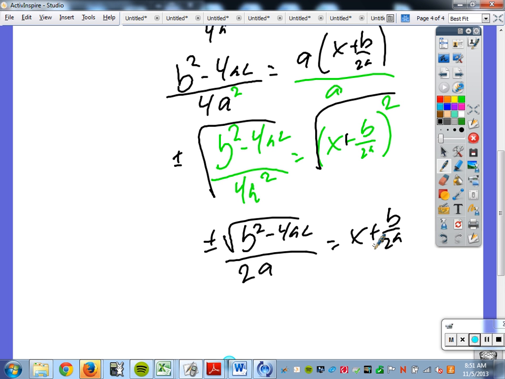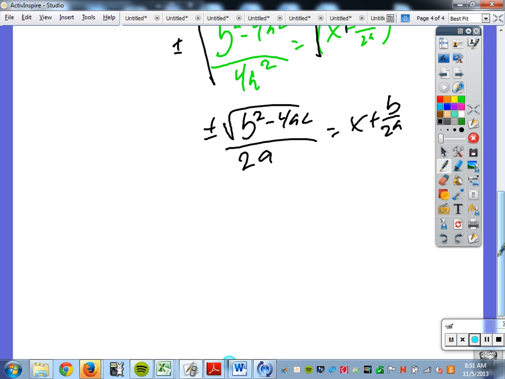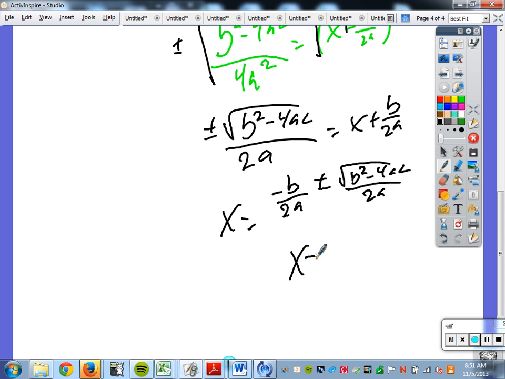How do we get x by itself? We subtract that stuff over, don't we? Ladies and gentlemen, here's the quadratic formula. X equals negative b over 2a plus or minus the square root of b squared minus 4ac over 2a. Because they have a common denominator, I can add the top to get x equals negative b plus or minus the square root of b squared minus 4ac all over 2a. And that's how they got that formula.